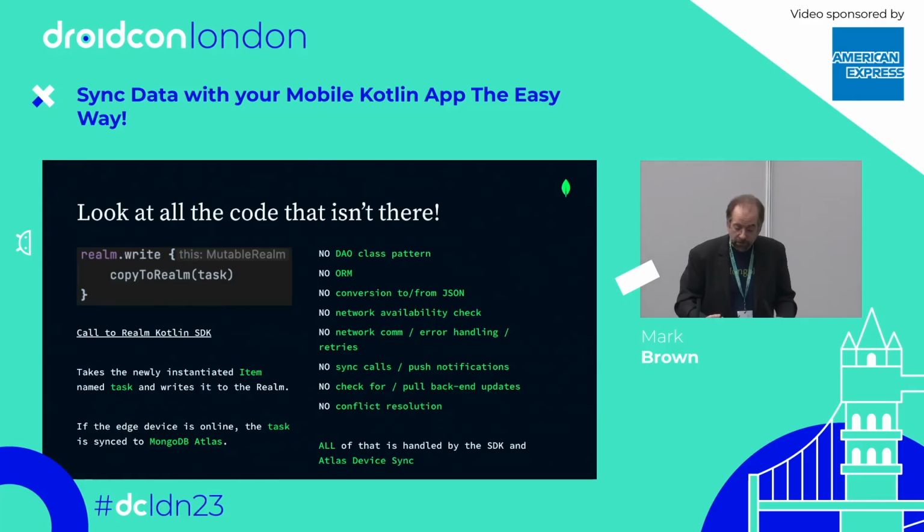But moreover, there's no checking to see if the app is online or not. If it's online, there's no comm code there. There's no doing retries for comm code. There's no worry about data update race conditions. Your code doesn't worry about sync. You're not worried about setting up to receive push notifications from the back end. You're not worried about periodic pulls from the back end to get updates. You don't worry about conflict resolution at all, because the basic rules of conflict resolution are built into Atlas Device Sync. So in short, you just manage your objects locally on the mobile app and let the SDK just handle the rest.